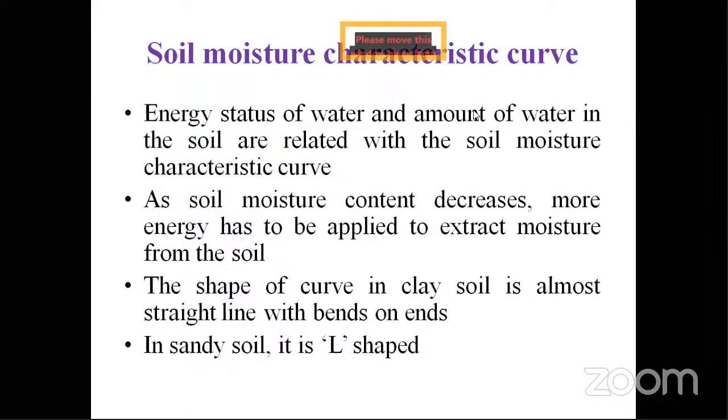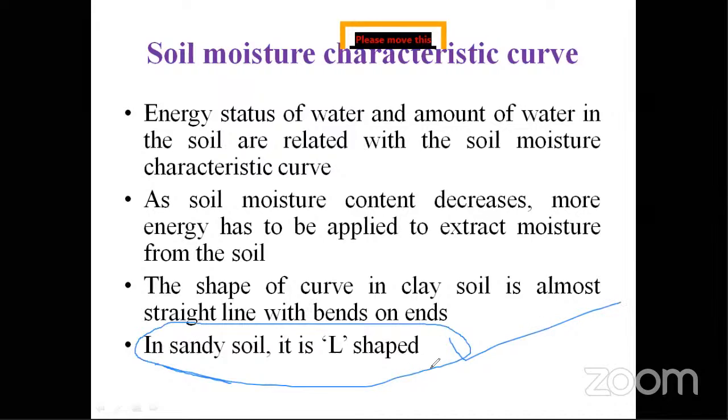Suppose one well is there. If the well is full of water, we need very less amount of energy to extract the water. And if the well is having less amount of water, or if water is present at low levels, more energy has to be applied to extract the water. And it is similar here. As soil moisture content decreases, more energy has to be applied to extract moisture.